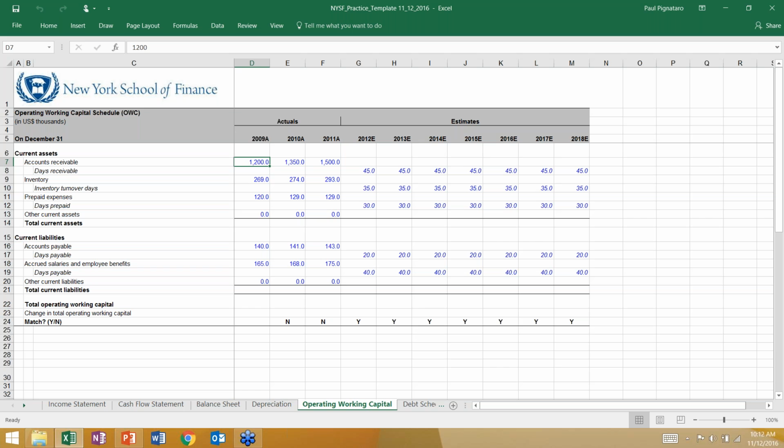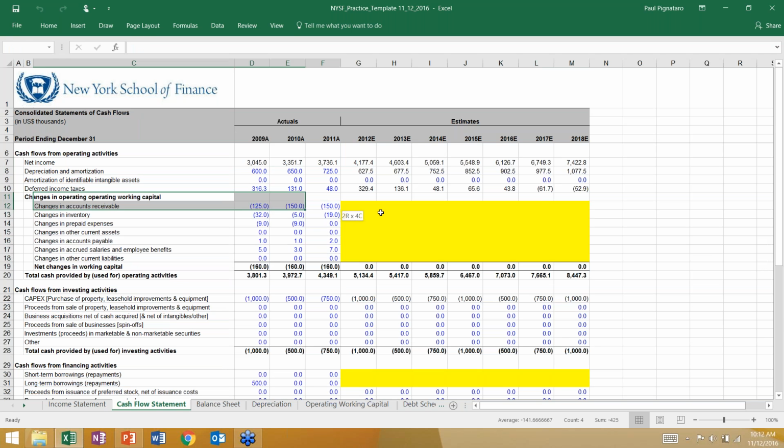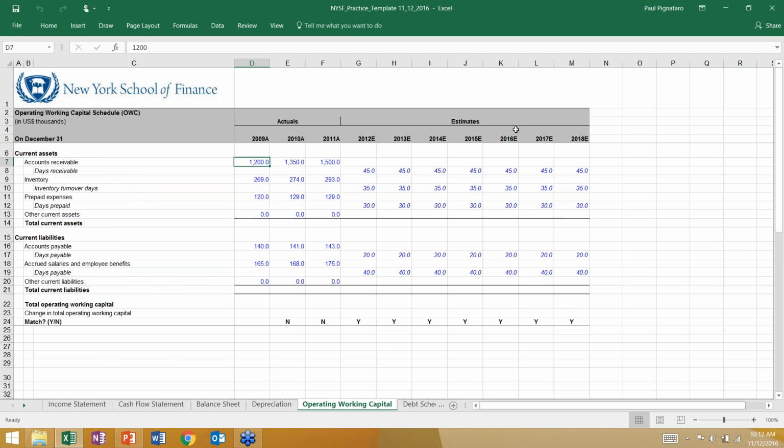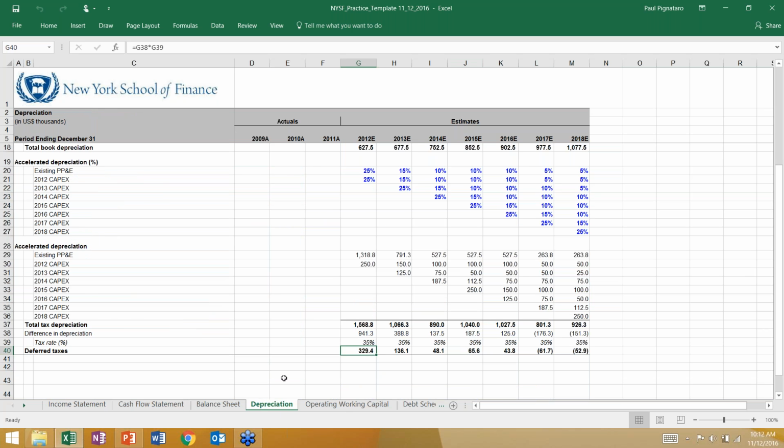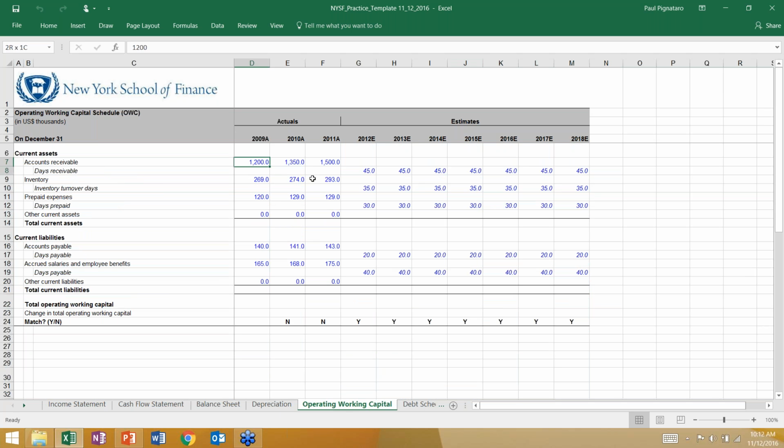So the working capital schedule actually serves as a bridge between the balance sheet and the cash flow statement. It keeps the continuity going of these specific line items, the current assets not including cash and the current liabilities not including debt. They bridge from the balance sheet into this area of the cash flow statement, the other area of cash from operating activities called changes in operating working capital. So we project the line items here, and we pull them into the cash flow statement, and then we can use the cash flow statement to drive our balance sheet. So this is what we do.